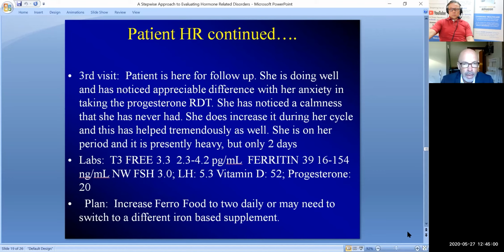We checked her labs, and free T3 still sitting at 3.3, ferritin at least bumped up a little bit. FSH, LH ratio didn't really adjust much, but her vitamin D did increase, and her progesterone is now sitting at 20. So had her increase her ferrofood to 2 daily, or could switch to a different non-iron-based supplement.